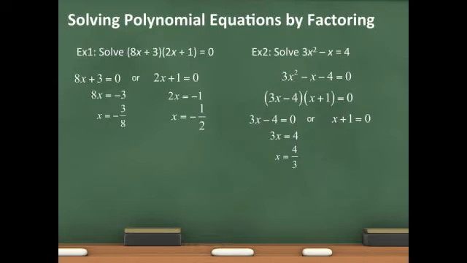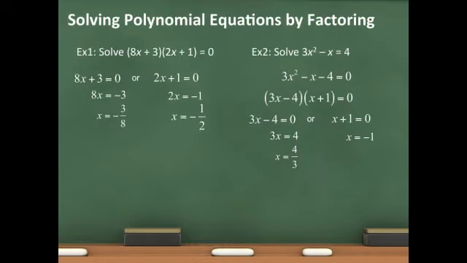If we look at the second equation, x plus 1 equals 0, we solve by subtracting 1 from both sides of the equation. This gives us x equals negative 1. Therefore, we have two solutions, 4/3 and negative 1.